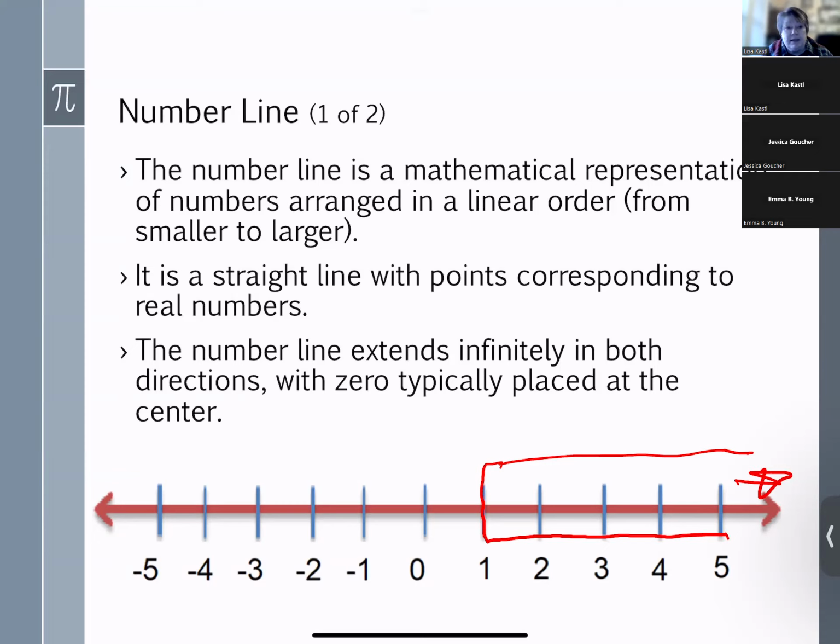So 2 is less than 5 because it's to the left of 5 on the number line. If we go in numerical order, and we're only looking at natural numbers, 1 is the smallest, 2 is the next biggest, 3 is the next biggest, et cetera, et cetera. So we increase by 1 each time. The numbers get bigger by 1 as we go to the right.